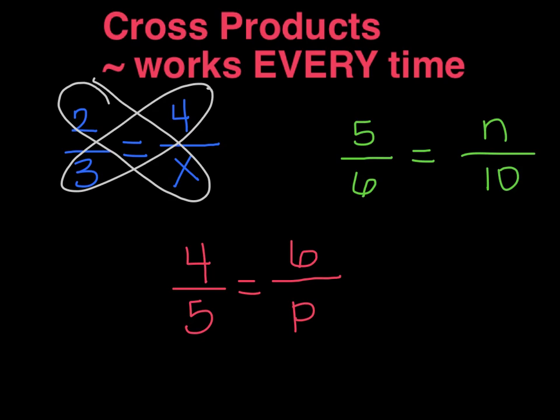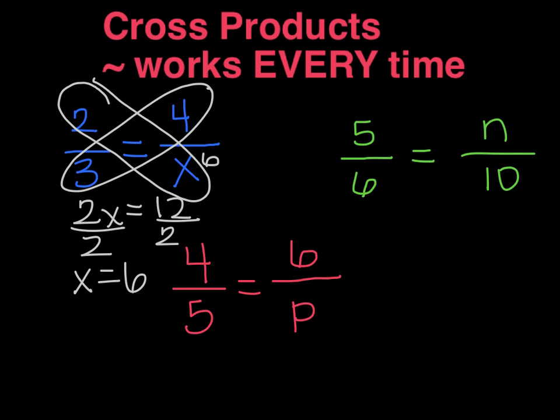So if you take 2 times x, that is equivalent to 2x. And then if you take 3 times 4, you get 12. And now all you have is a basic equation. So you would divide both sides by 2, and you would get x is equal to 6. And if you plug in 6 for x, you can see then that there is that easy relationship, 2 times 2 and 3 times 2. So those are equivalent fractions. But we use the method of using cross products.